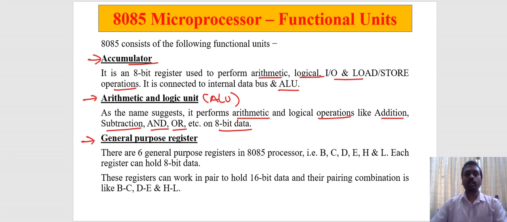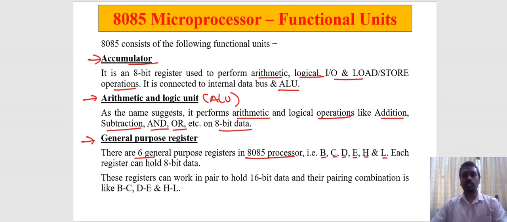And we have some general purpose registers which are part of the storage and interfacing unit. There are 6 general purpose registers available in the 8085 microprocessor. These registers are called general purpose because they are accessible by the programmer. These 6 general purpose registers have specific names: B, C, D, E, H and L. Each one is 8 bits wide.